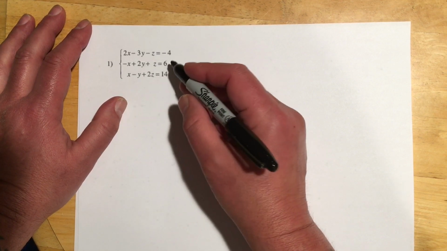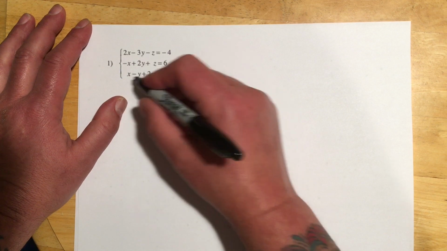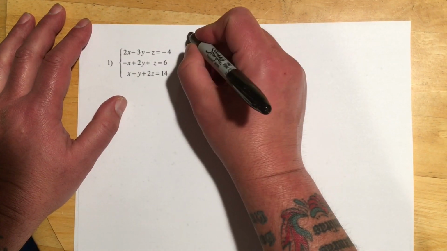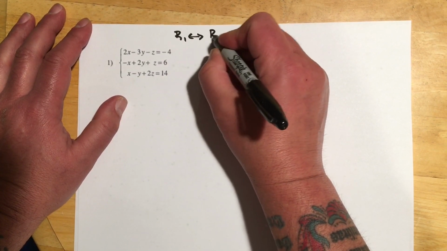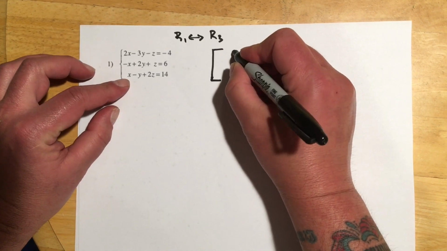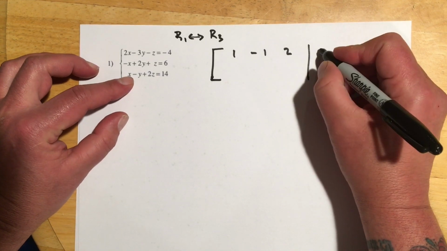So the first thing I would do when I'm writing this down is swap out row 1 and row 3 so that I can get a 1 up here. So just as I'm writing it down, I'm going to go row 1, and I'm swapping that with row 3. So this will be 1, -1, 2, and 14.